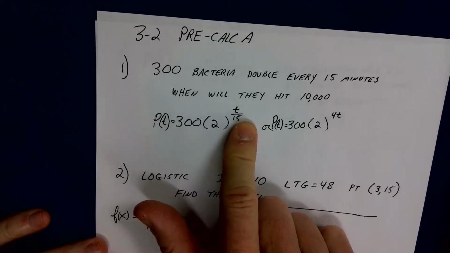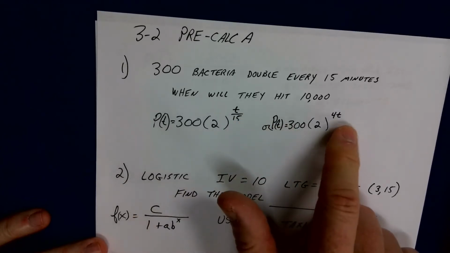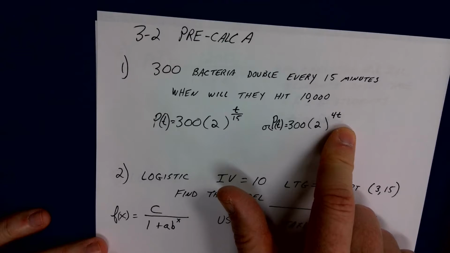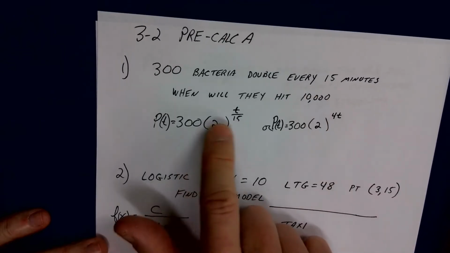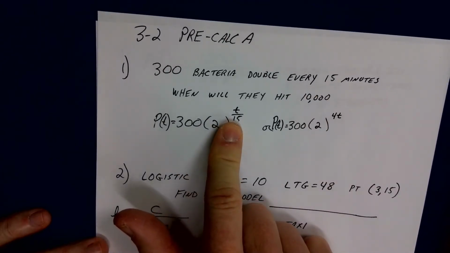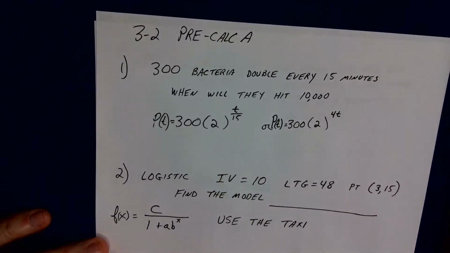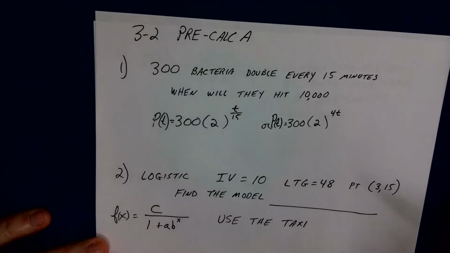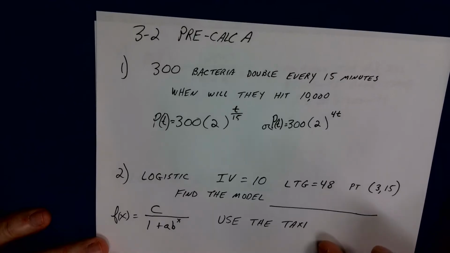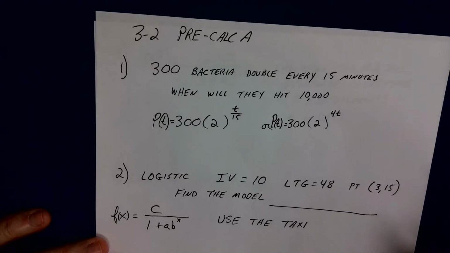But notice here I put t over 15, and here I put 4t. And I'm like, oh, well, it says 15 minutes, so this one should be right? Well, this one says 4t. Why would it do that? The answer is that technically both of these are right. You're like, wait, what do you mean both are right? I'm going to give you about 10 seconds to think about why both of these might be right, because they're definitely two different equations.